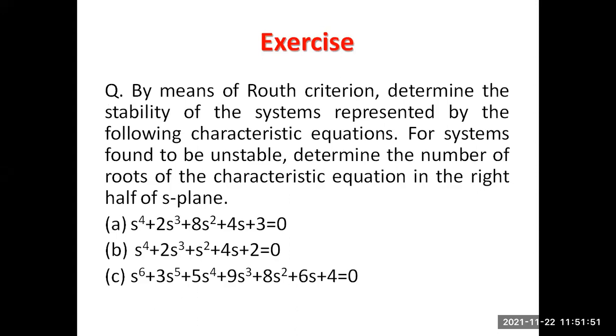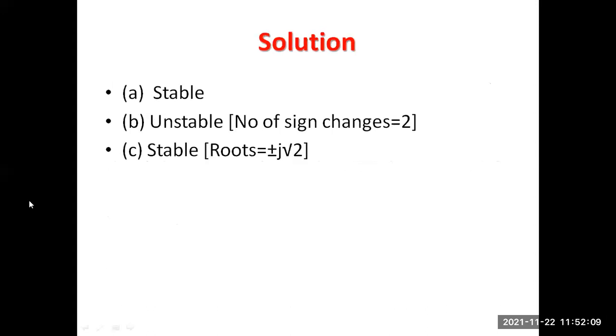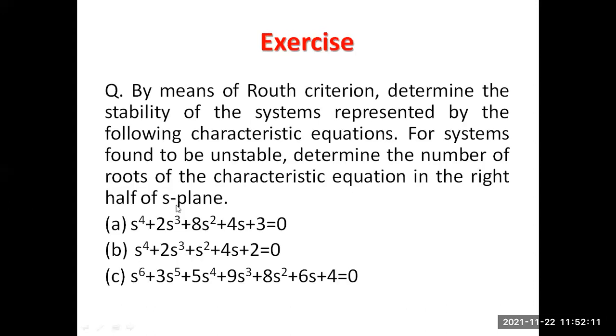Now next, there are certain numerical problems. It is given by means of Routh criteria. Determine the stability of the system represented by the following characteristic equation. For systems found to be unstable, determine the number of roots of the characteristic equation in the right half of the S plane. Okay, so there are certain characteristic equations given. You just calculate for these cases A, B, C.